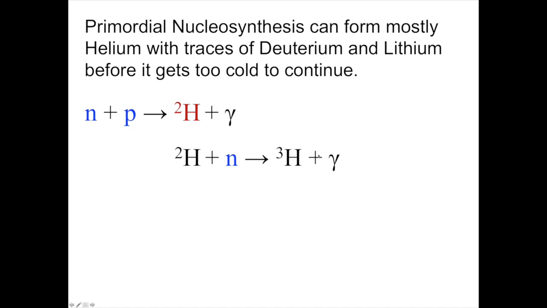This nucleus also emits a photon, a gamma ray, because the mass of the tritium isotope is less than the combined mass of deuterium plus a neutron. Now, it turns out that tritium has one neutron too many and is radioactively unstable and would eventually decay into helium-3, a light nucleus of helium.